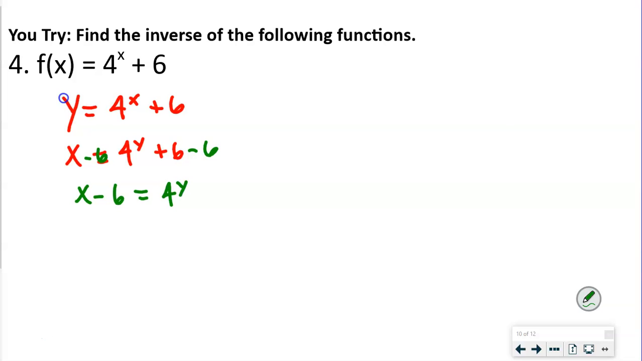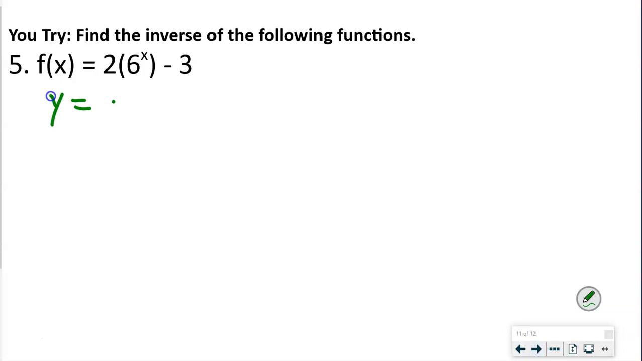Now we're going to write this in logarithmic form. Okay, so once again, this is our base. So it's going to be log base 4 of what? This, x minus 6, equals y. So this is just flipping it. And again, check this and this to see if they are inverses of each other.